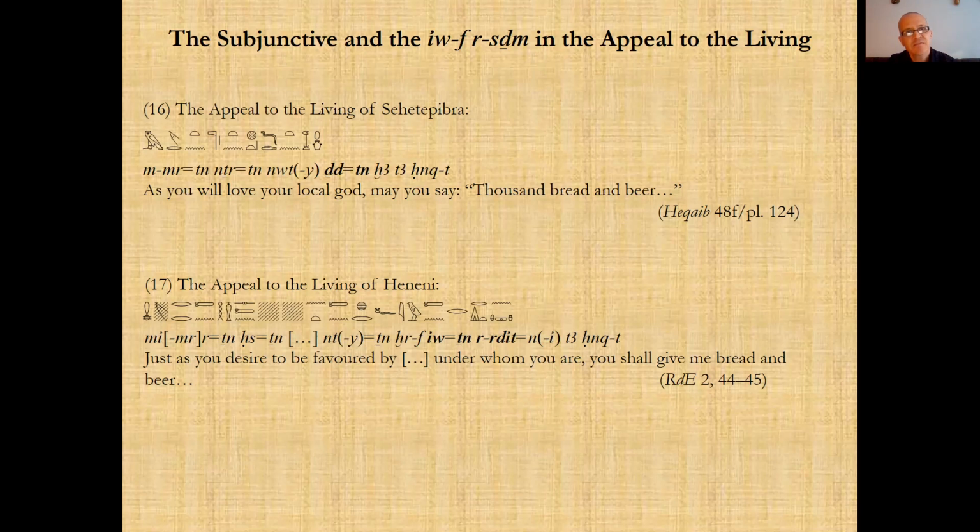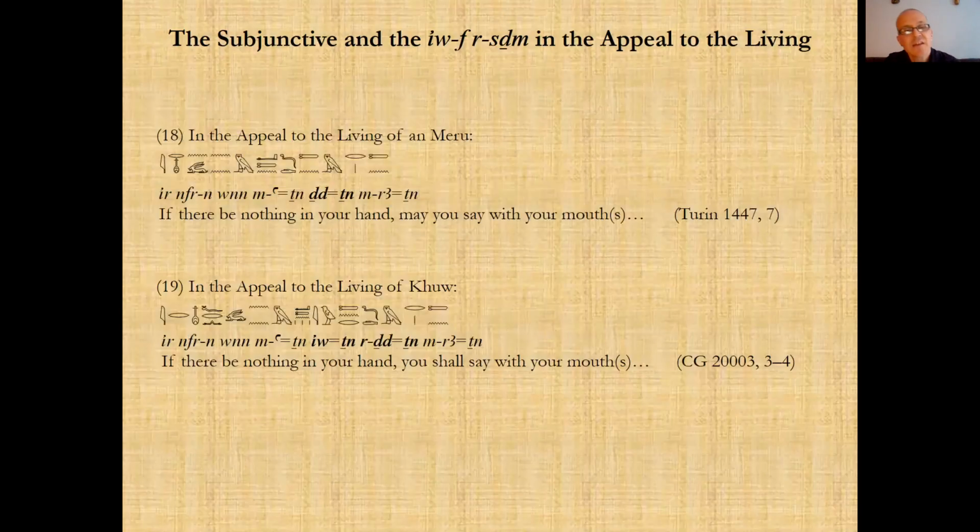And to perhaps get an even closer look at what it probably meant, let's look a little bit wider, because around the same time as this kind of example starts to crop up, the same construction is also found in the continuation of the appeal to the living, where the deceased is first asking the visitors to make this offering, and then if they don't happen to have anything in their hands, then they should recite with their mouths. And in 18, you have a classical case of that.